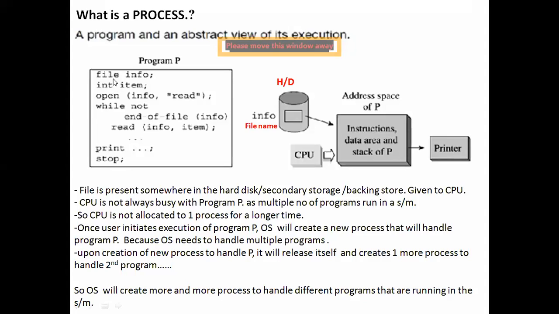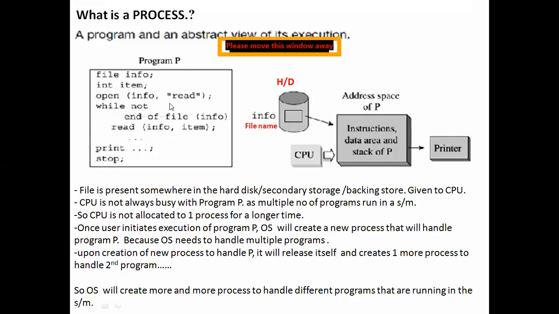Here we have a file by the name info, and we have defined an integer by the name item, and we have some commands used here, like open. This open is a command whose main function is to read the file named info. While not end of file, I'll be reading the file info, and I'm also going for the printing option. Here I'll be in need of input and output operations, where I'm supposed to go for the printing operation.